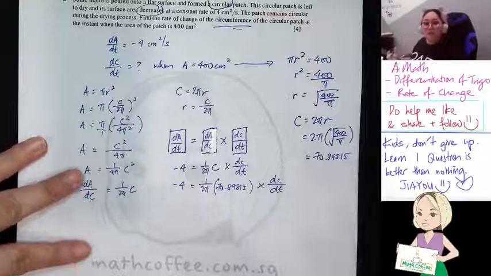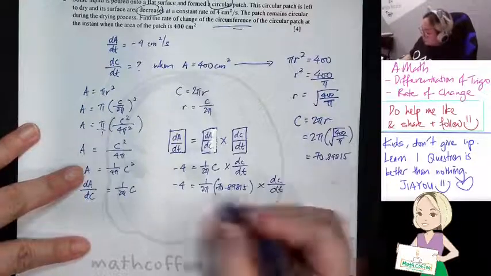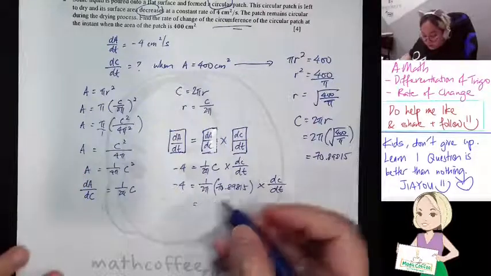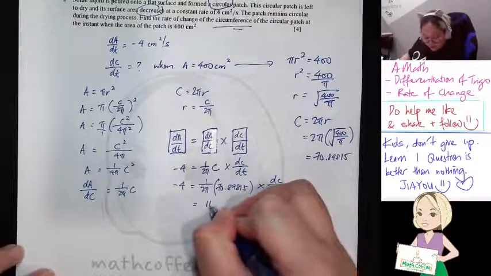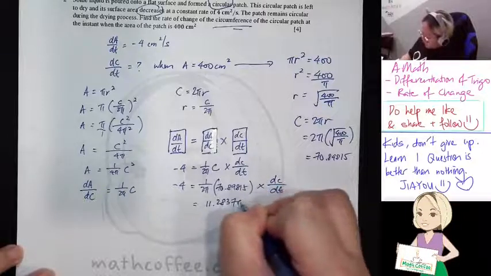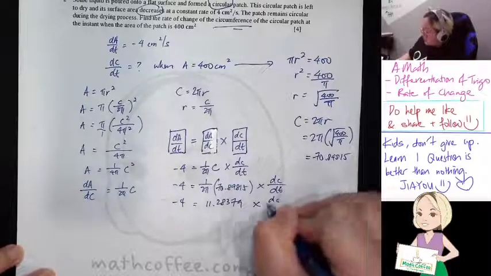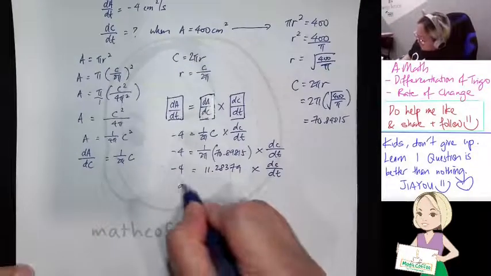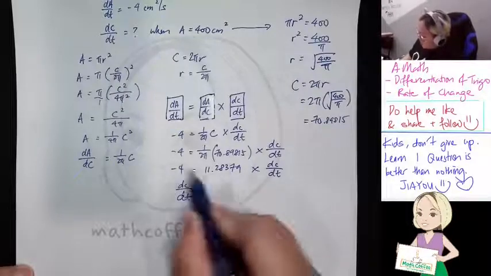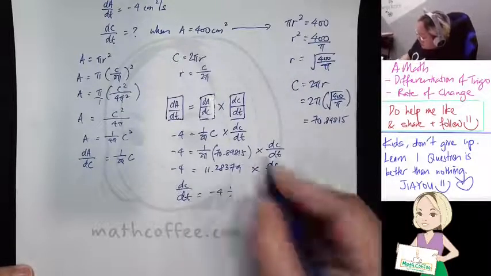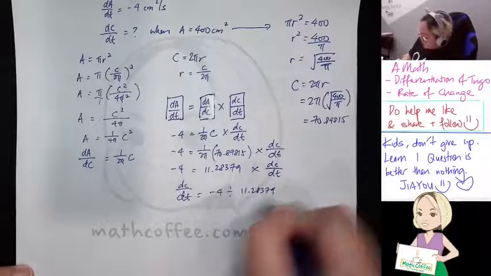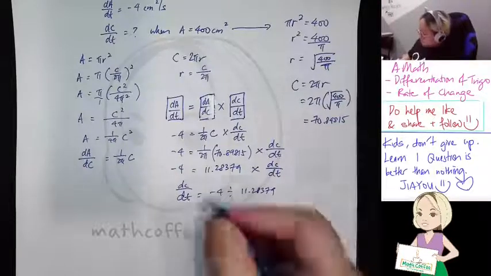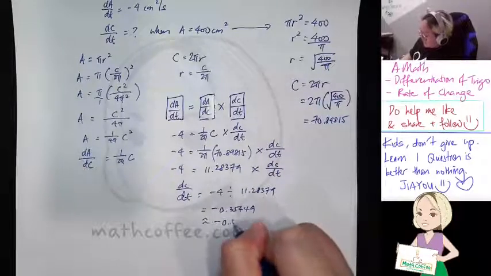Again, just like algebra, you want to solve this unknown. We can press the calculator for the decimal. This one is 11.28379, and this is minus 4 times dC/dt. Therefore, my dC/dt equals minus 4 divided by 11.28379, and you will get minus 0.35449. Round off to 3 SF, negative 0.354.